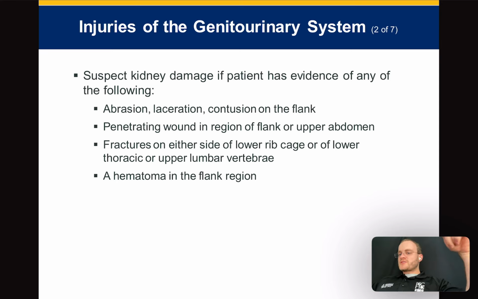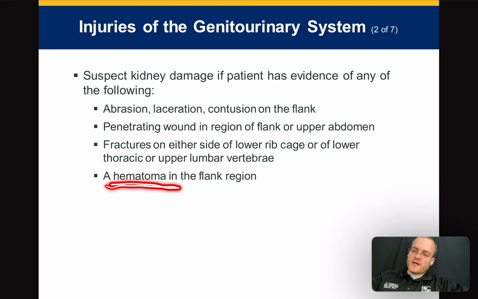So abrasions, lacerations, or contusions to the flank. What's the flank? That's this area on your back, okay, on each side. Penetrating wounds to the flank or upper abdomen, fractures on either side of the lower rib cage, and or lower thoracic and upper lumbar vertebrae area. Again, right about where your kidneys are. If there's injury there, you should suspect kidney injury. A hematoma, what's a hematoma? It's a bruise. It literally means a mass of blood, or a blood mass, in the flank region.